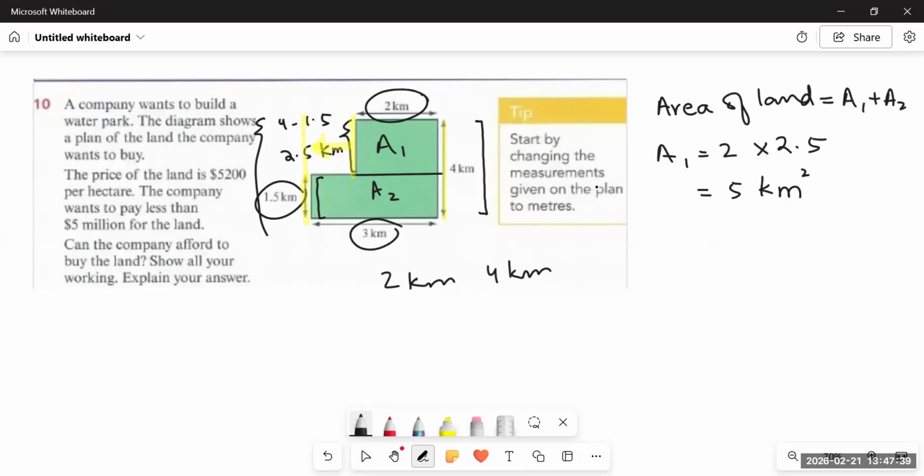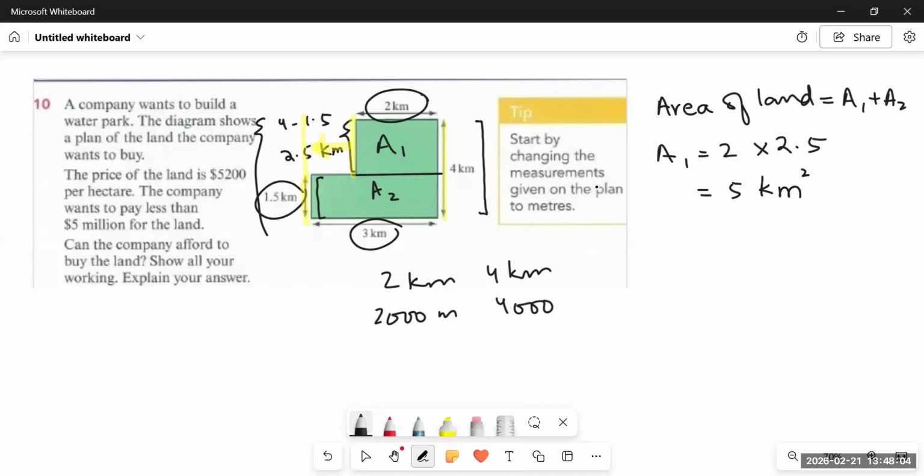So what we will do next, we will convert it into meters by multiplying it with 1,000. So this would become 2,000 meters and this would become 4,000 meters. Why are we doing that? Because we have to convert it into hectares, and converting kilometer square into hectares is a bit difficult. And we have learned how to convert meter square into hectares. That's easy. We are familiar with that. So let's do it in a simple way.